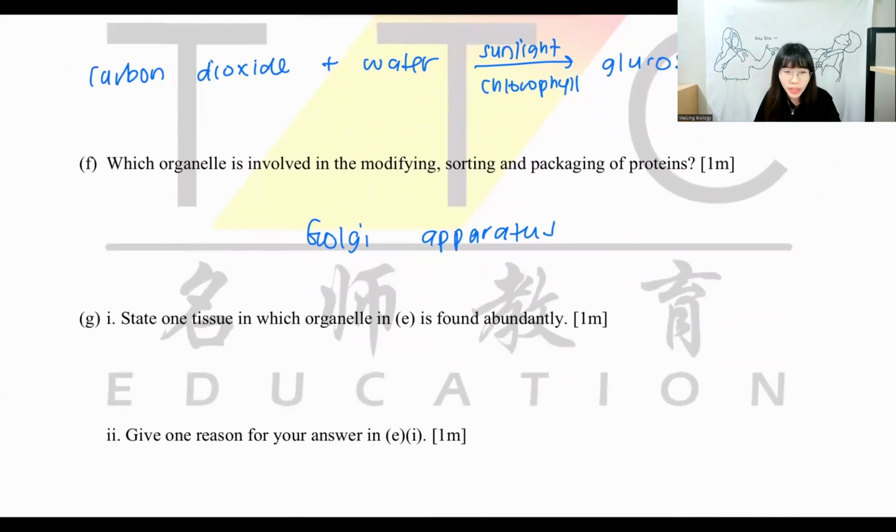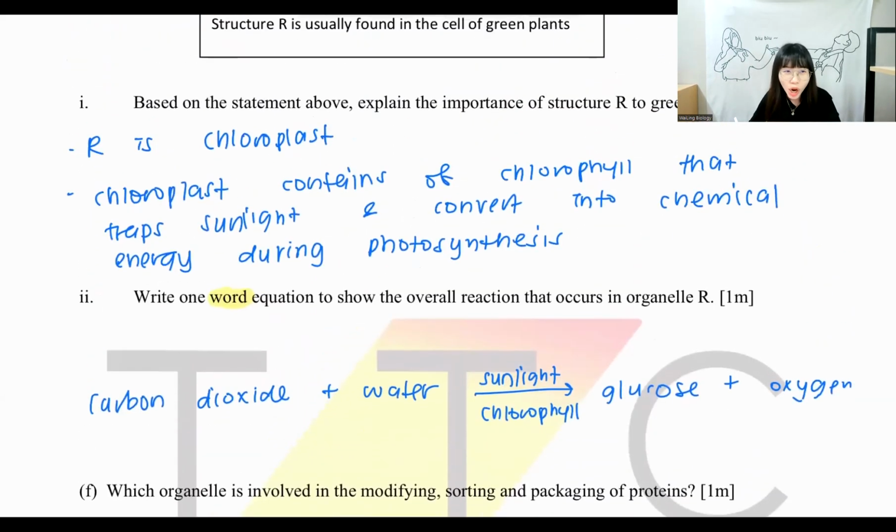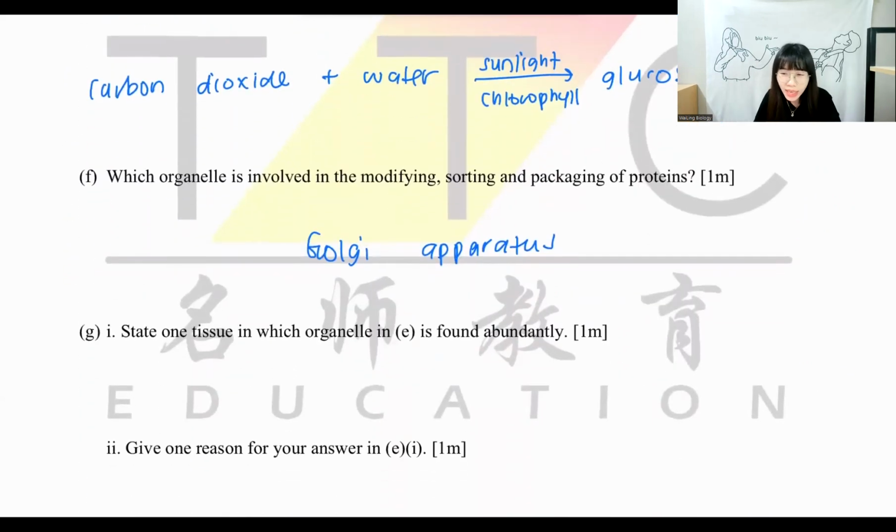State 1 tissue in which organelle E is found abundantly. Okay, E is chloroplast, right? Which tissue can be found most abundant, can have a lot of chloroplast? Which part of the leaves has a lot of chloroplast? Organelle, not organ. Organelle means in the leaf. Which part of the leaf has a lot of chloroplast? The palisade mesophyll cell. Very good.